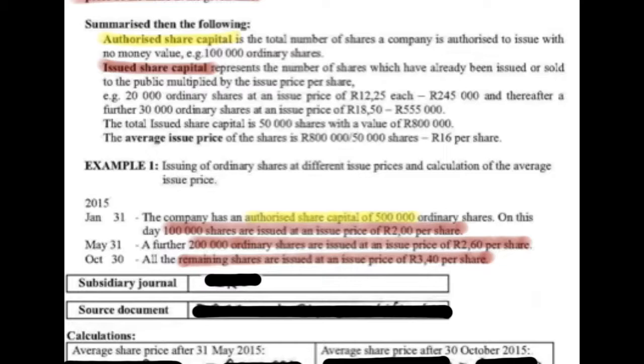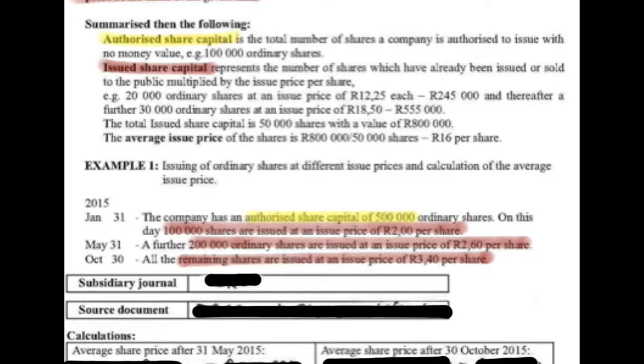For example, the 100,000 ordinary shares we had, 20,000 of those shares were issued at a price of R12.25 each. That gives you a total value of 245,000 Rand that we basically got for issuing the shares. So that 245,000 is now called share capital, or in our books it's going to be called ordinary share capital.